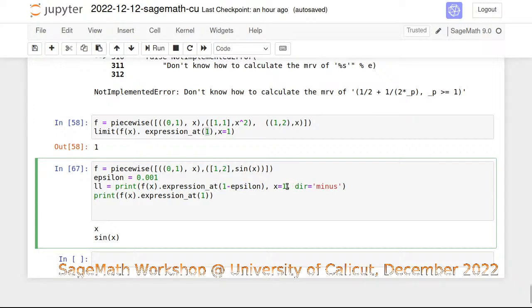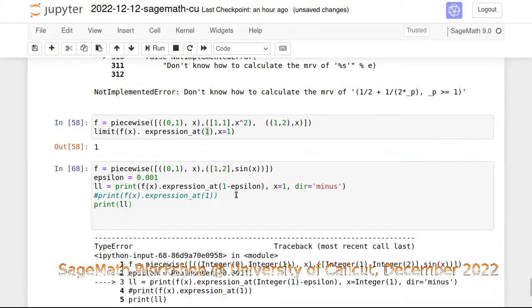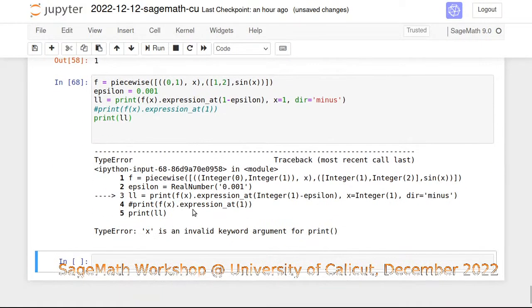I don't know whether this will succeed, because at x equal to 1, it may again say that the expression is not actually x, but sin x. I am trying. Let me just try. I'm just trying to see if it will work. No, that's also not working. What happened here? X is an invalid argument for print. Where is that print?